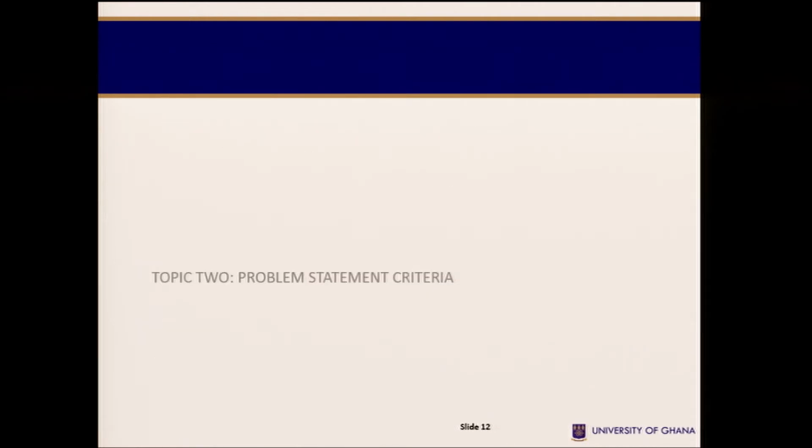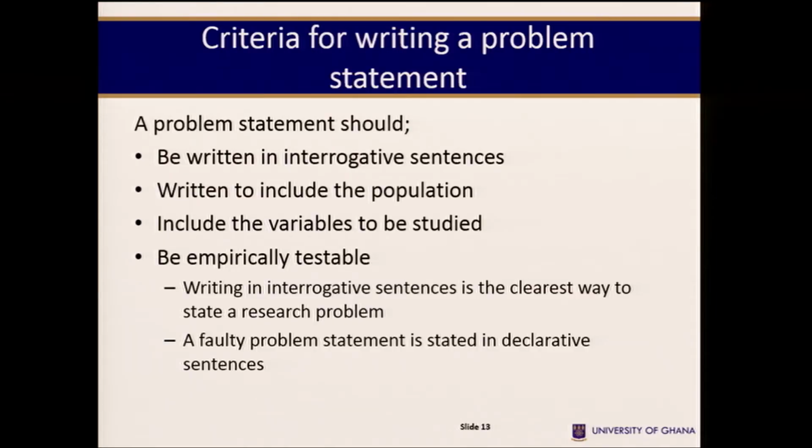So now let's look at the problem statement criteria. How do we write the problem statement, so that if I'm reading, I know that this is different from the background? The problem statement should be written in what we call interrogative sentences. Interrogative in the sense that you are curious about something, and so that curiosity has to be seen in the way you write the problem statement. It is written to include the population and then the variables that you want to study, which means explaining all of these things.